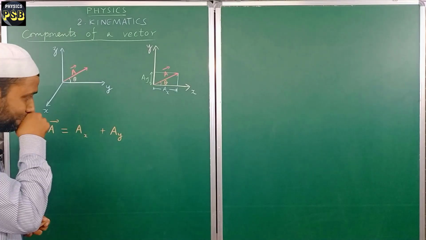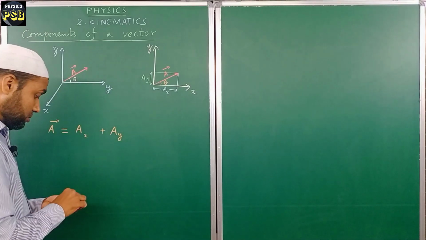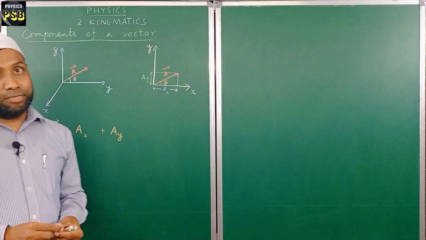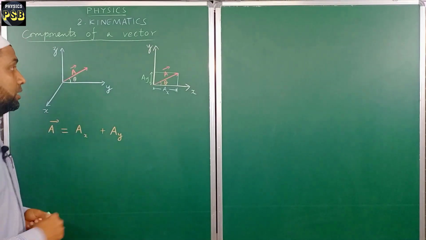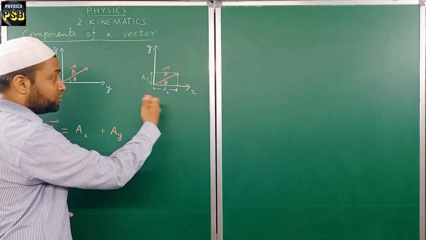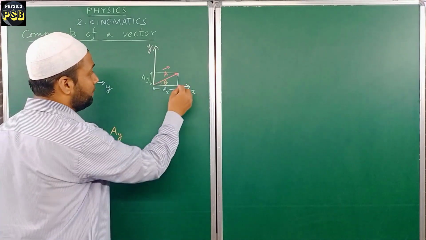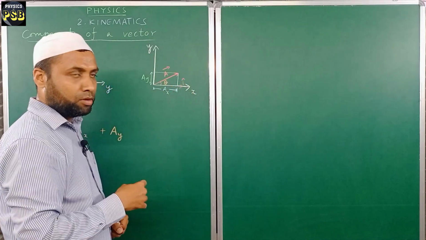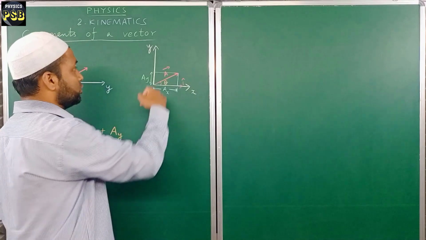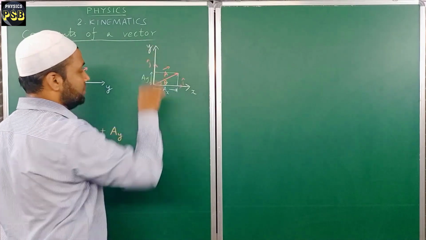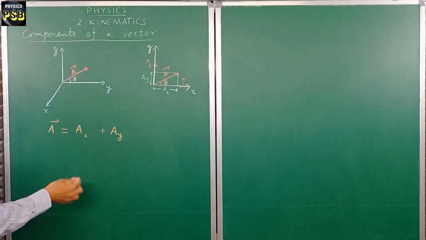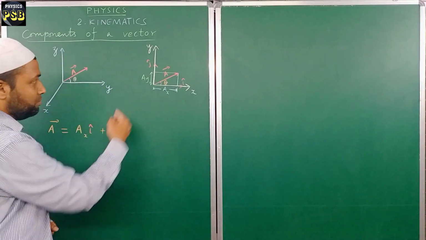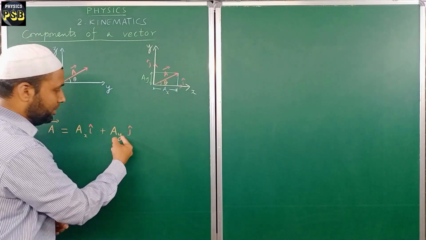So here, what I do, I multiply these two terms with the unit vectors, orthogonal unit vectors. The unit vector which acts along x-axis is nothing but i cap, and the unit vector which acts along y-axis is nothing but j cap. So AX is multiplied with the i cap to give direction to it, and AY is multiplied with the j cap to provide a direction to AY.